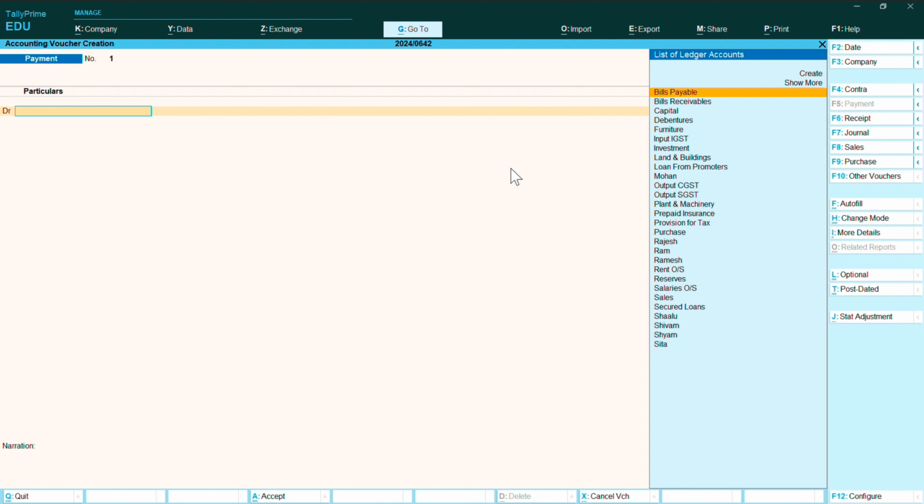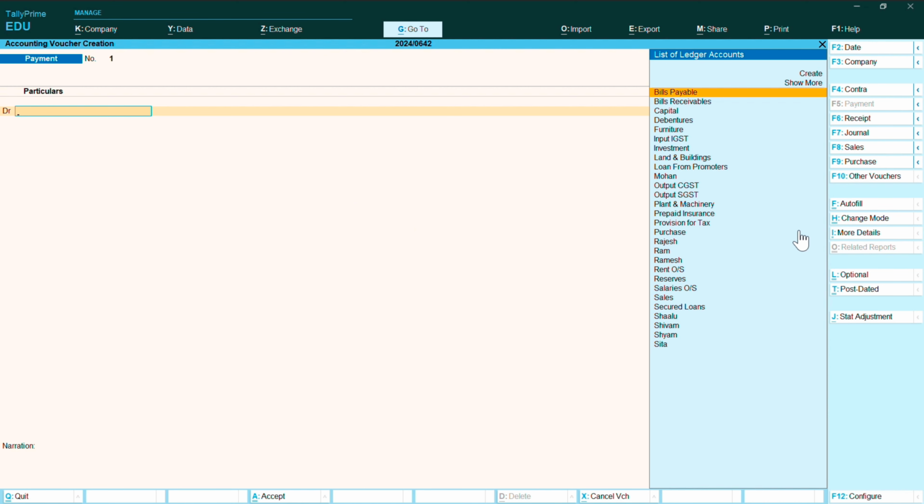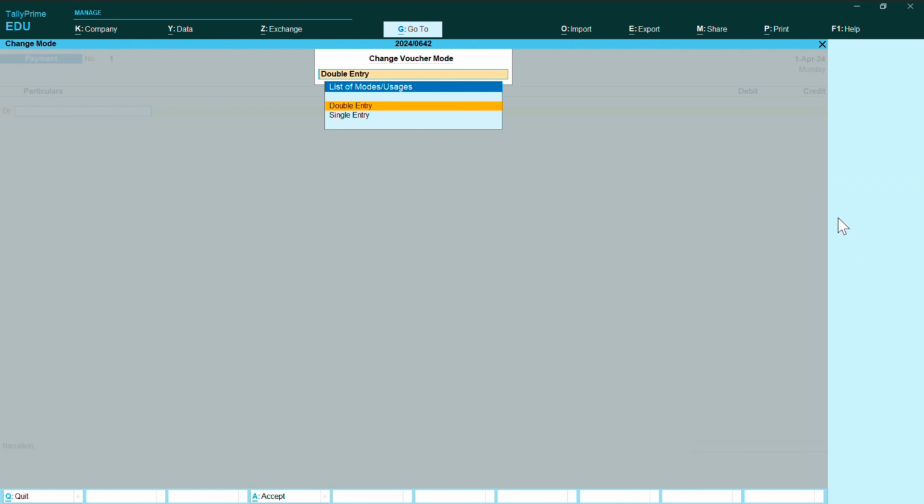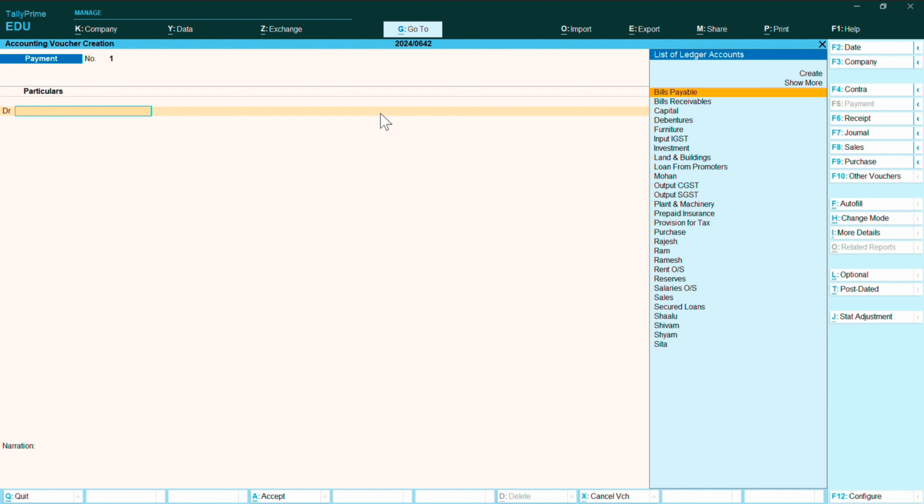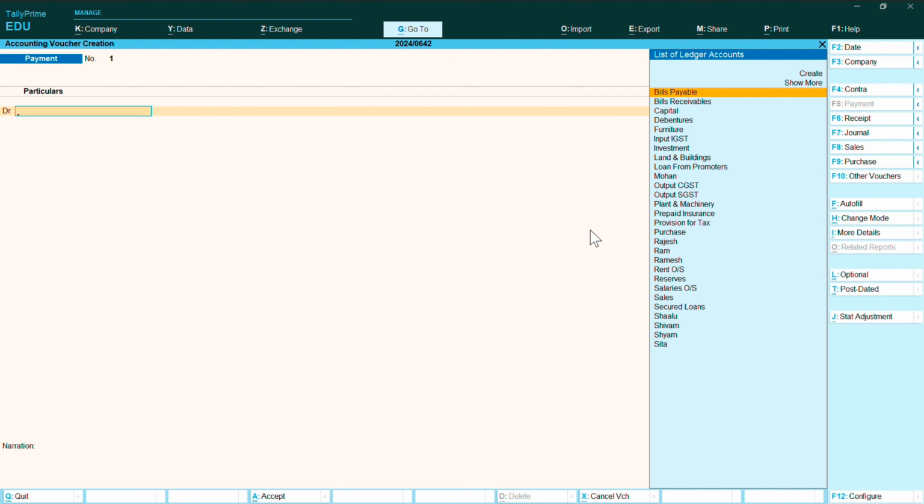Here now we are in the payment voucher. By default it is not showing you the debit credit. For this, see the mouse cursor. Go here, change mode and change it to double entry system. After changing into double entry system, if you have a laptop then press Fn plus Alt plus F12. And if you have a system or computer then press only Alt plus F12.